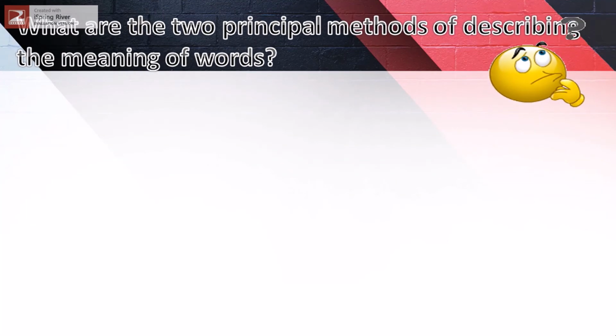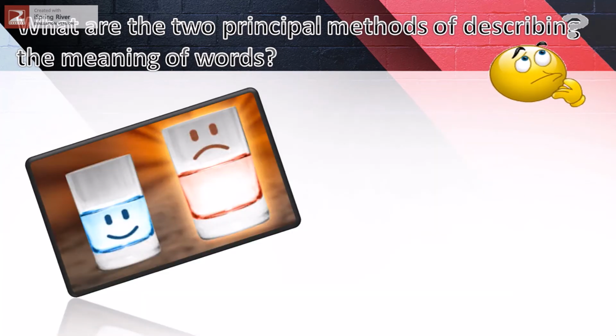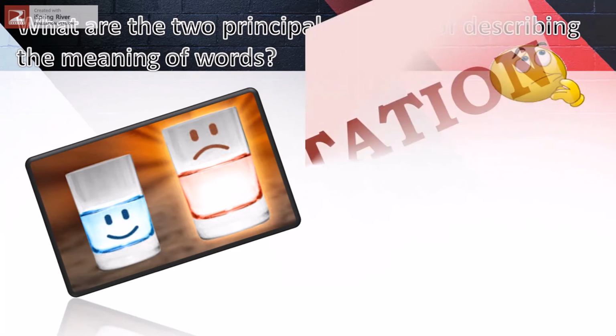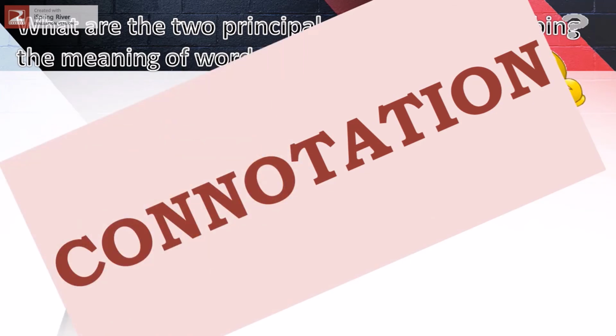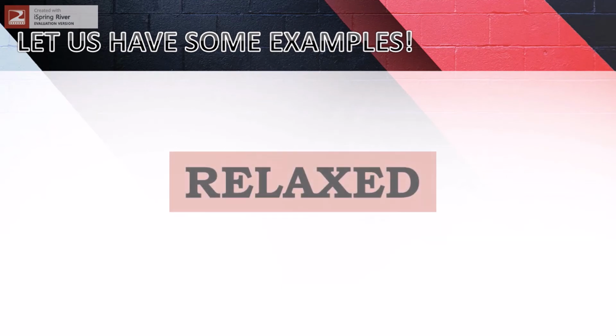How about the second method? Let us think. There are some words with positive and negative meaning. Sometimes it depends on the usage in sentences. If the meaning of the vocabulary depends on the ideas, feelings, or emotions attached to it, that is what we call connotation. For further understanding of connotation, let us have some examples here.